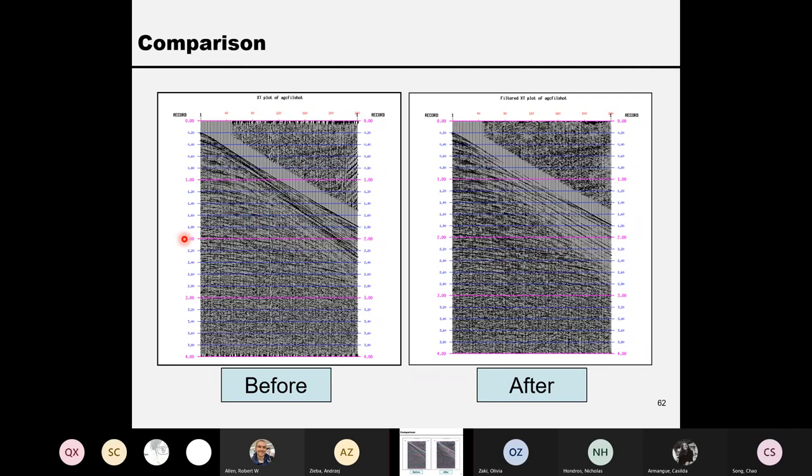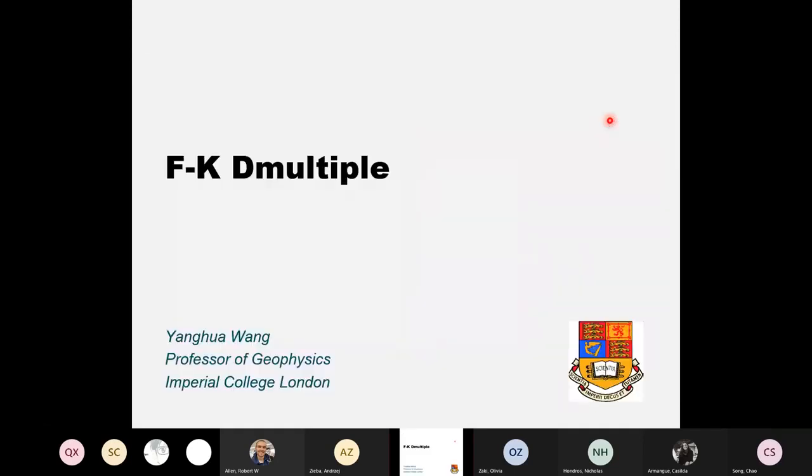Let's display both after the AGC, right? Okay. Some events here, very low frequency, after the filter are gone. That was the FK filter application. Now let's see examples of multiple removal.